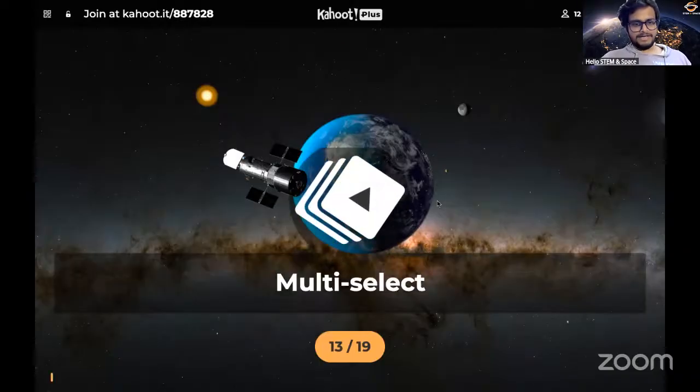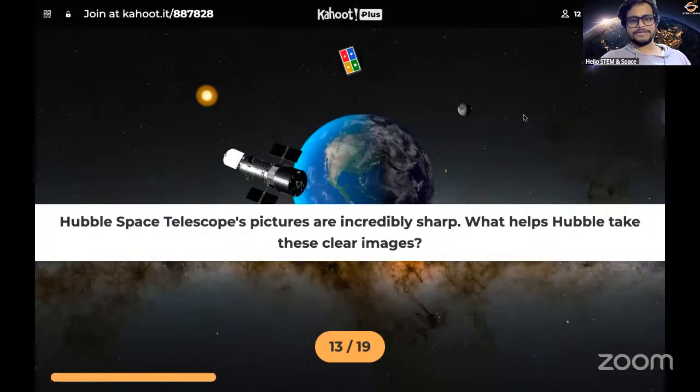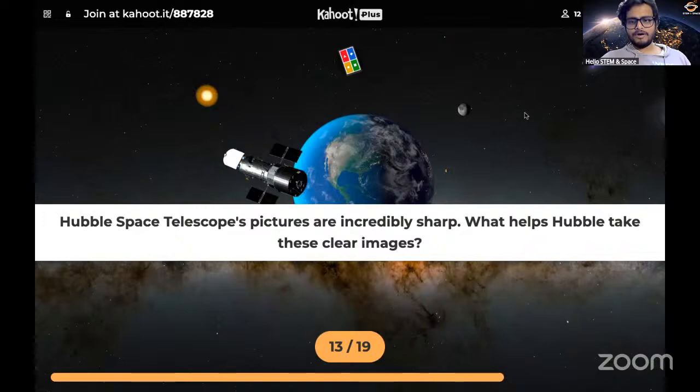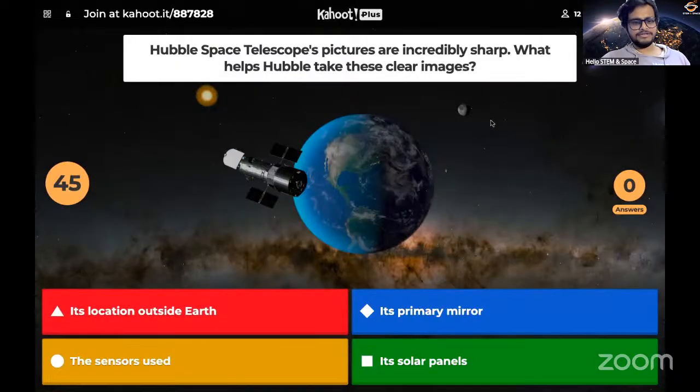And multi-select. You can select multiple options. Hubble Space Telescope pictures are incredibly sharp. What helps Hubble take its images? Its location outside Earth, its primary mirror, the sensors used, and or its solar panels. So remember, you can select multiple options in this.